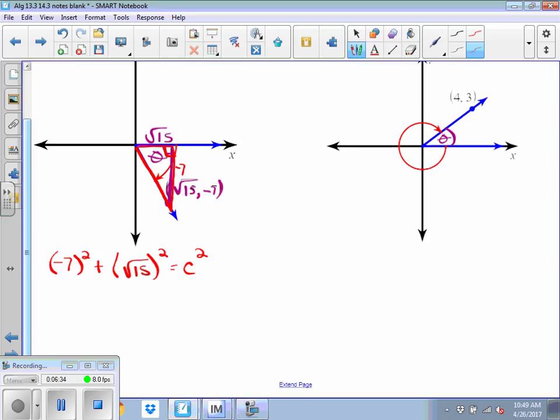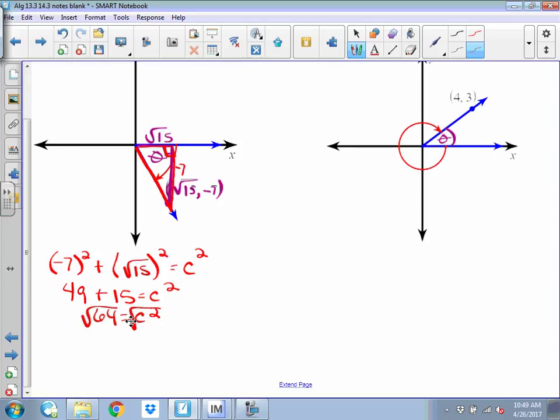Negative 7 squared is 49. Square root of 15 squared is what? 15. So 49 plus 15 equals c squared. Take the square root of both sides. C equals 8. Now, if it ends up being something that you can't simplify, you want to leave it in simplest radical form. You don't want to calculate it and round off anything. You want exact values for this. All right? So c is 8, so that means this is 8.